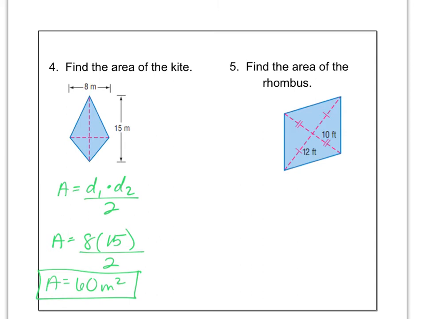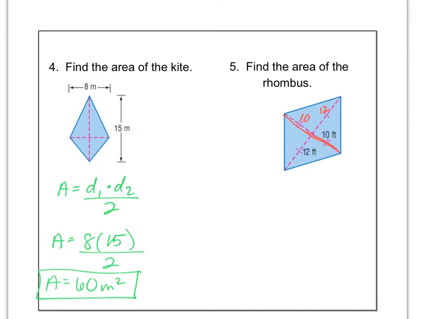Let's try number 5. So number 5, we have a rhombus. One thing we know about a rhombus is the diagonals bisect each other. That does not happen for both diagonals in the kite, only one of them. But in the rhombus, both diagonals get bisected. And so, for instance, if one side of the diagonal is bisected by the other, they're both going to be 10 feet. And same here, this will also be 12 feet.